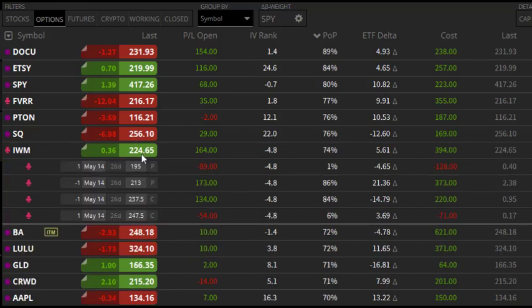Moving on to the Russell 2000, this is an iron condor. The Russell has been stuck in a holding pattern moving sideways for quite a few weeks already, so this is a decent profit, you can see here.